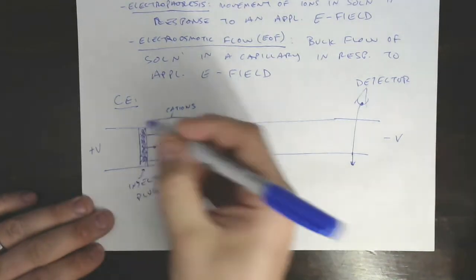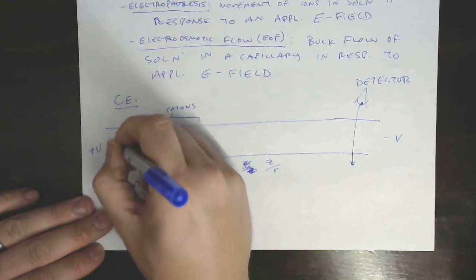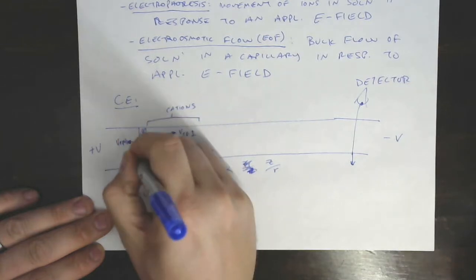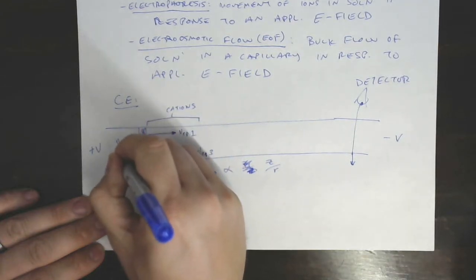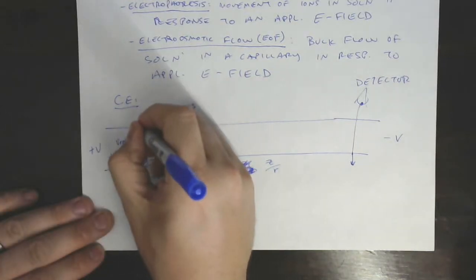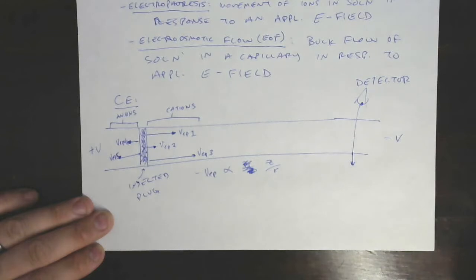That must mean then that anions are doing this other thing. They're going in the other direction. So here's VEP 4, and we'll draw another one. It has a different velocity. We'll call this VEP 5. But the take-home message is these are all anions because they want to go in the other direction.